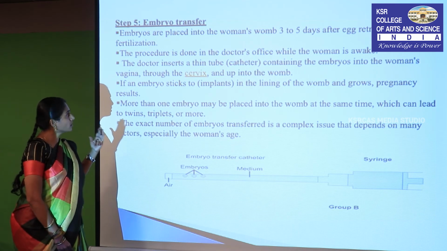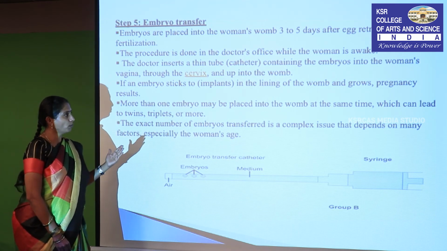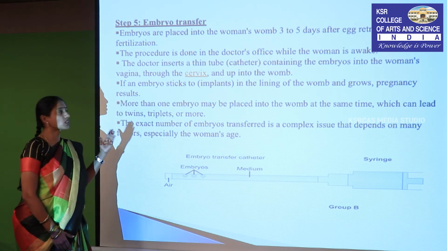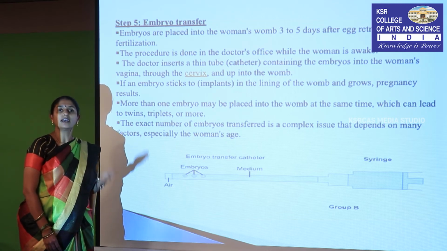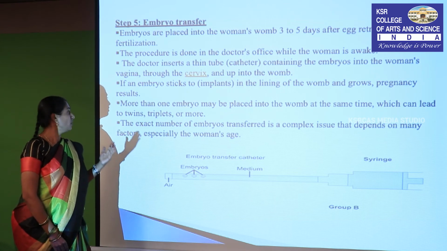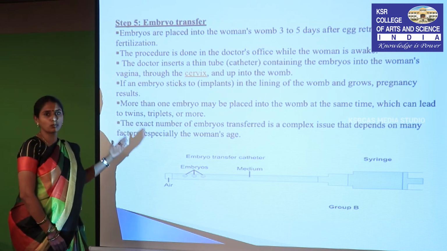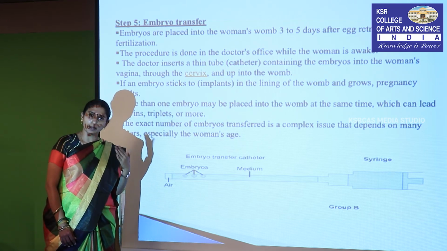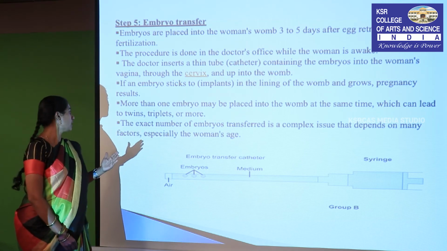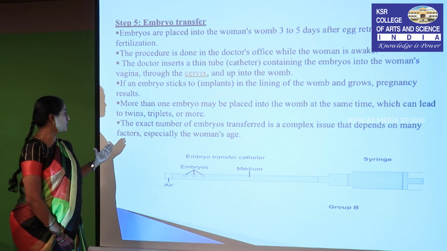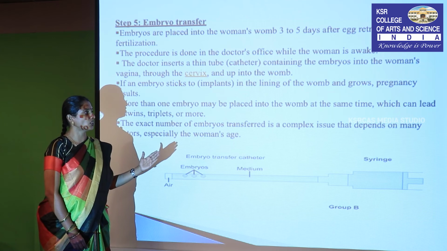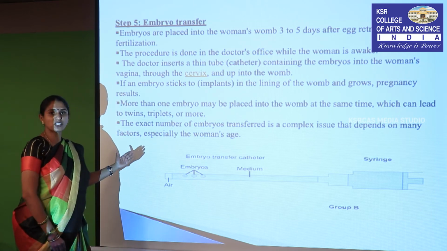If an embryo sticks to the lining of the womb and grows, pregnancy results. That is known as implantation. When the embryo sticks to the lining of the womb, the process is called implantation. More than one embryo may be placed into the womb at the same time, which can lead to twins, triplets or more. So, depending upon the quality of the embryo, the embryos may be placed inside the woman's womb. But here is a factor that matters, which is the woman's age. The exact number of embryos transferred is a complex issue that depends on many factors, especially the woman's age.